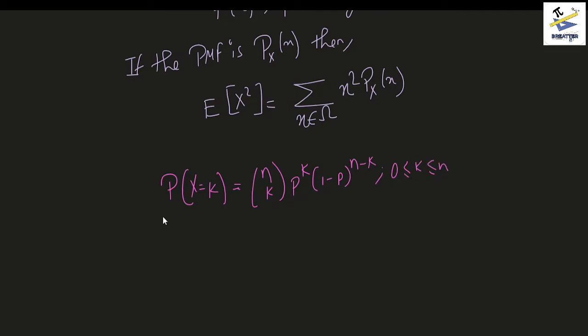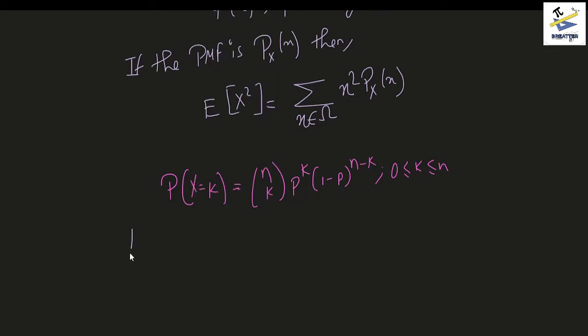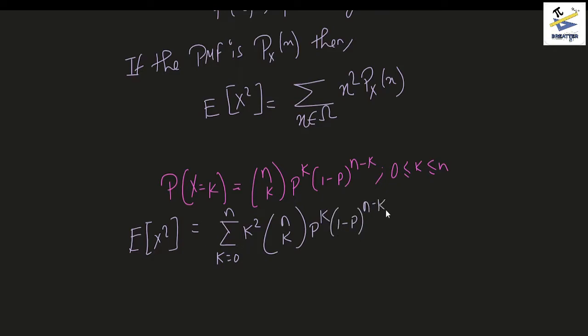Now when we are trying to find E[X^2], it means that we can use E[X^2] equals the summation k equals 0 to n of k squared times nCk p^k times (1-p)^(n-k). So that's what this means.